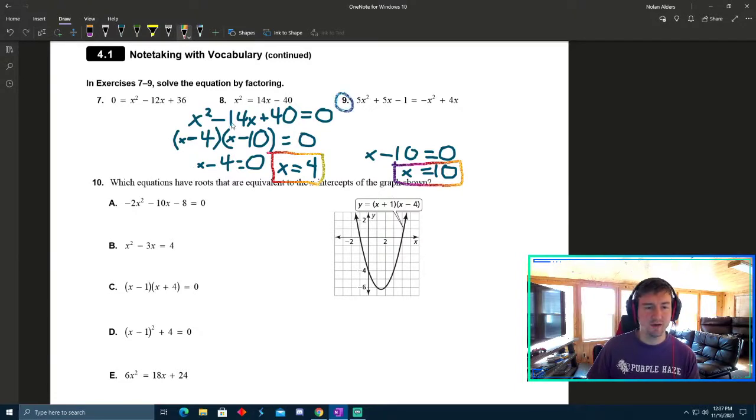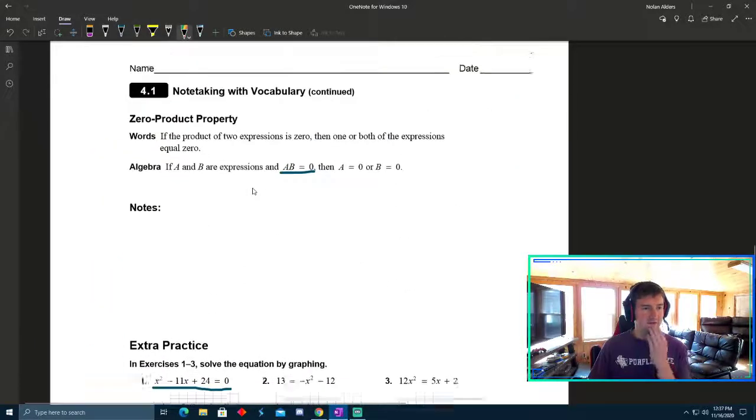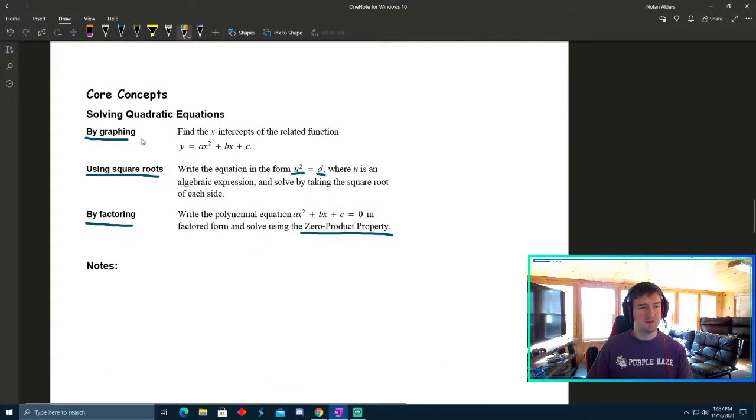So try number 9 and number 7 on your own. Number 7's already got everything on the left side for you, equals 0, so you can go ahead and factor that. Number 9, it looks like you need to add this x squared over and subtract this 4x, and then you'll be good to go for the factoring. But yeah, that's pretty much this lesson. So just remember 3 different ways to solve quadratic equations. We can use graphing, we can use square roots, or we can use factoring. All right, graphing, square roots, and factoring.